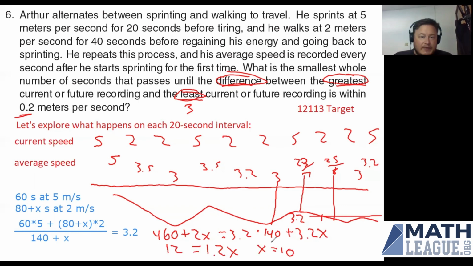Now, what does that tell us about the overall answer? Well, if x equals 10, remember the whole point was we were traveling 80 plus x seconds at 2 meters per second. So that's 90 seconds plus 60 seconds at 5 meters per second. 90 plus 60 is 150 seconds overall. The other way you can look at that is 140 plus X was our total number of seconds. You can also say, I started at 140, I added X seconds, which is 10, and that gives me a final of 150. That's how it's done.